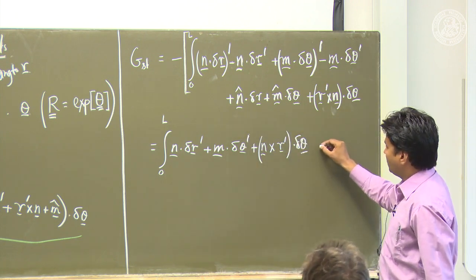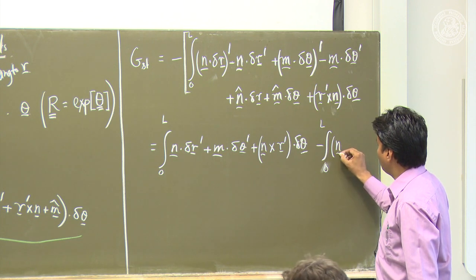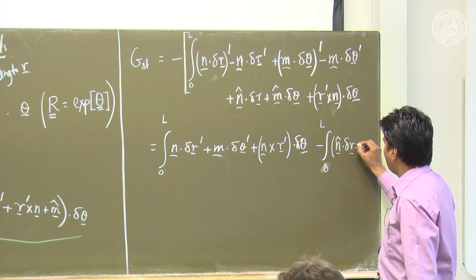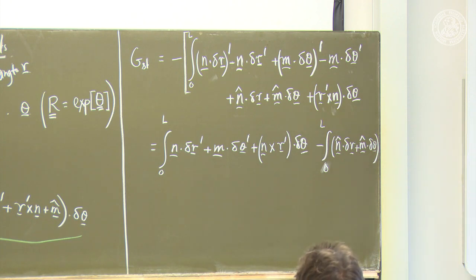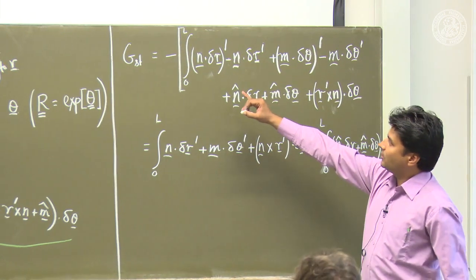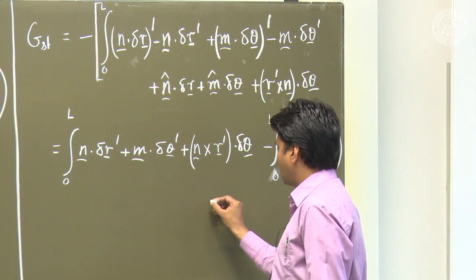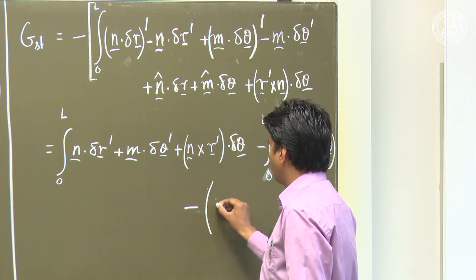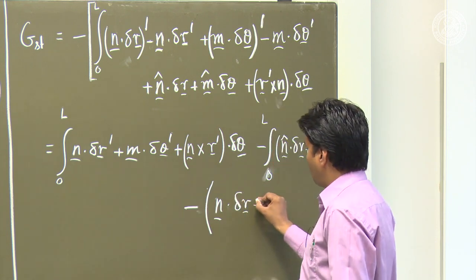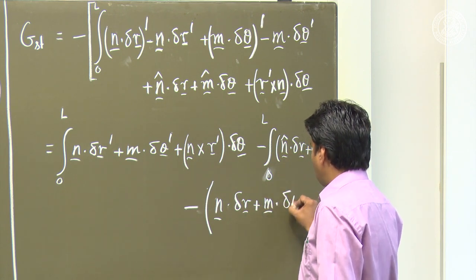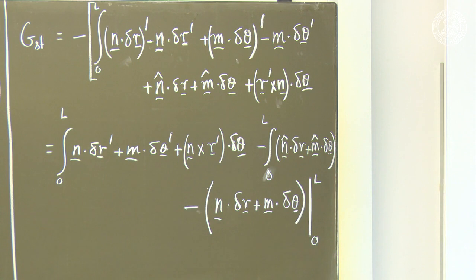And then I write these terms separately, minus integral 0 to L, n hat dot del r plus m hat dot del theta, and then the boundary term, the terms from here and from here, which is going to give you, with a minus sign of course, n dot del r plus m dot del theta evaluated at 0 and L, isn't it?